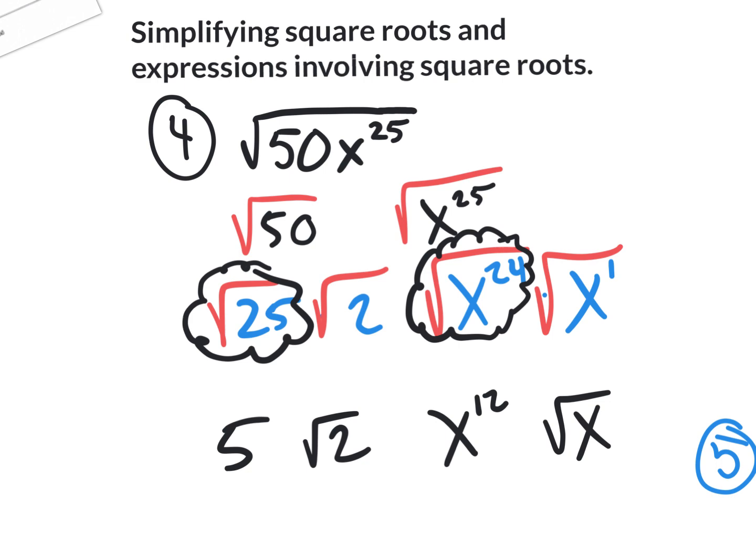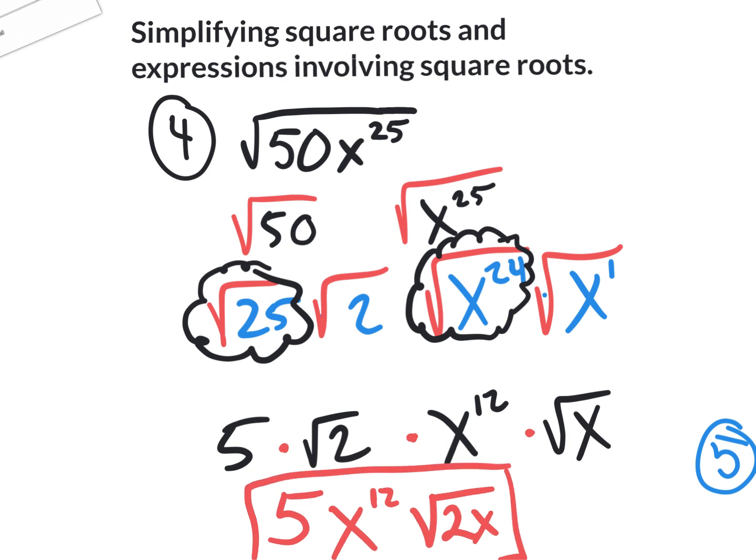So here are my answers. 5 square root of 2, x to the 12th square root of x. And it really is all pure multiplication. 5 times the square root of 2 times x to the 12th times the square root of x. So what we could do is rearrange it, make it nicer. Let's put the nice number 5 out in the front. Let's put the nice variable x to the 12th power right next to it. And let's put the radicals, the square root of 2 and the square root of x, together underneath one square root. So that'd be 2x in there. So there is your final answer, 5x to the 12th square root of 2x.